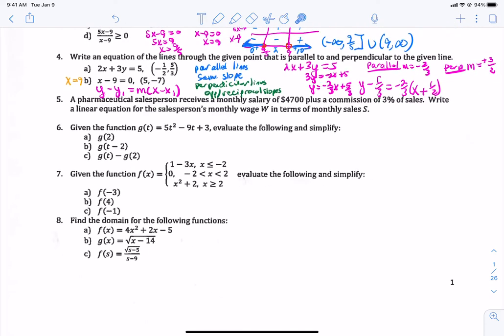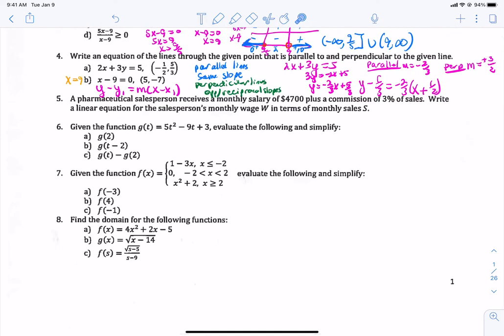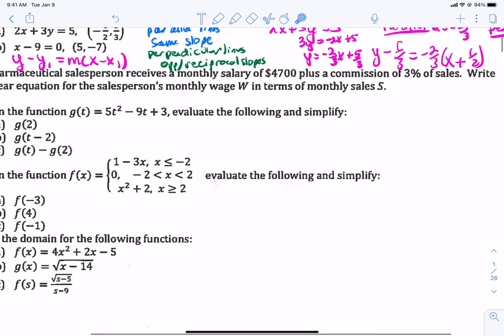A pharmaceutical salesperson receives a monthly salary of $4,700 plus 3% commission of sales. Write a linear equation of the salesperson wages in terms of monthly sales. So it's just the wage is 0.03 sales plus 4,700. Now the reason we know it's linear is because both our x and y are just standard first power x or y, or w and s in this case.